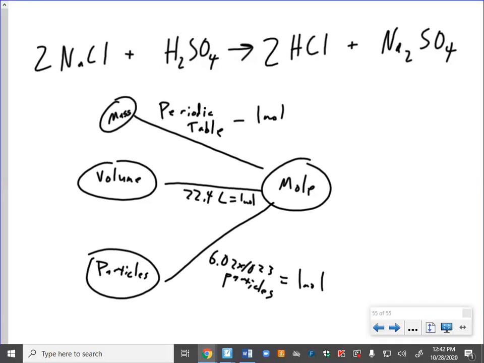Now, once you get to moles, you can change what you're talking about in the balanced chemical equation. And so that's where this is going to take us. Okay? So if you're at home, feel free to pause and write this down. I'm going to leave it up on the board here in class.